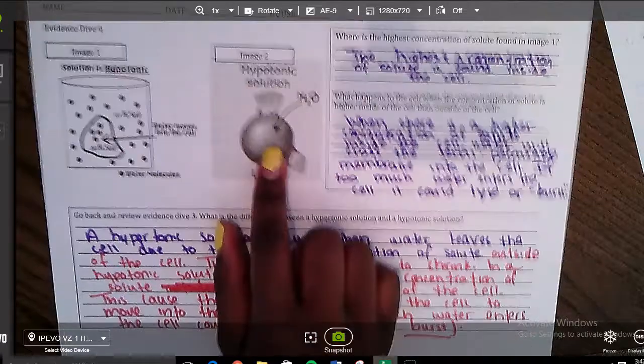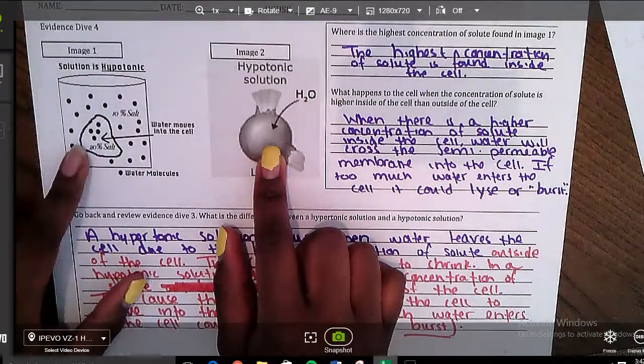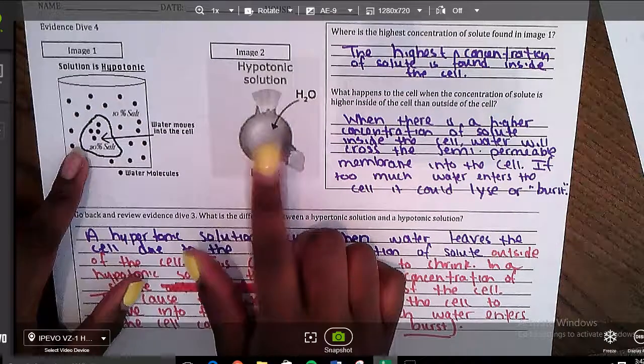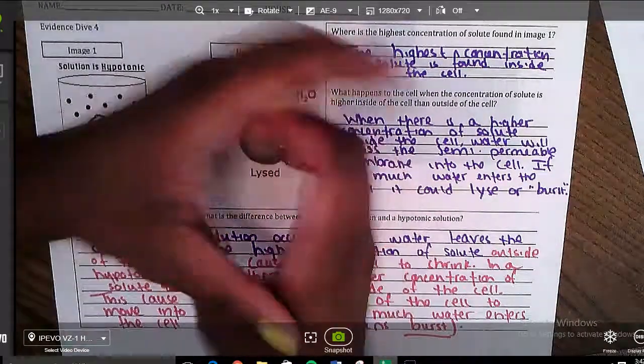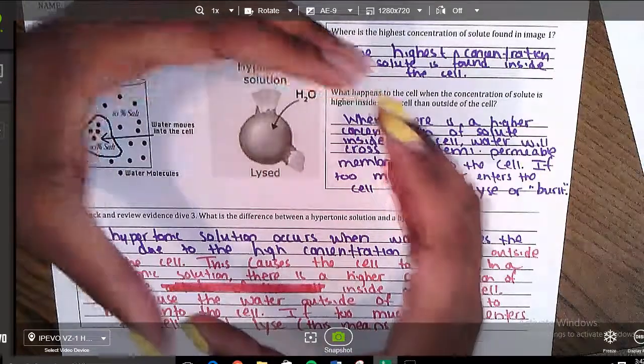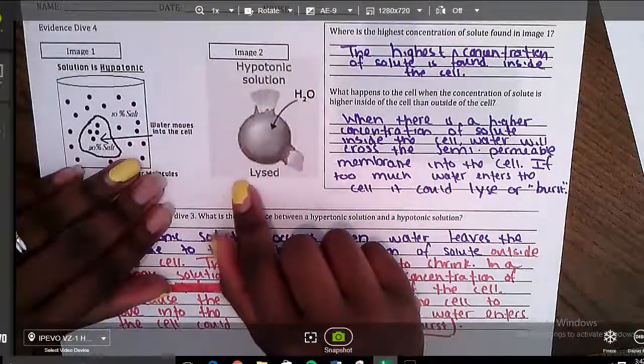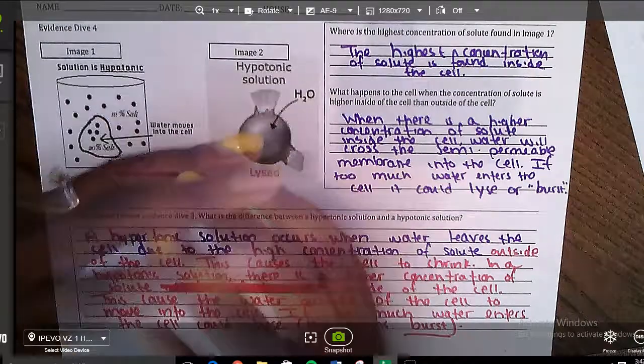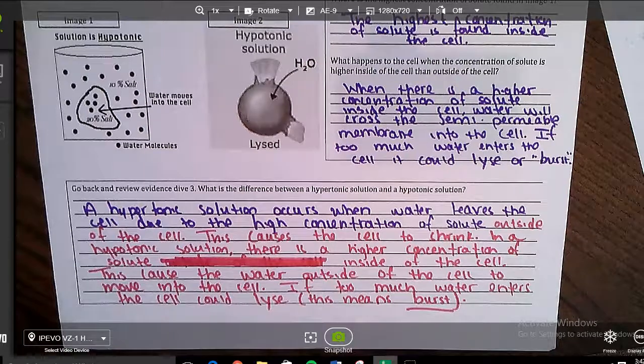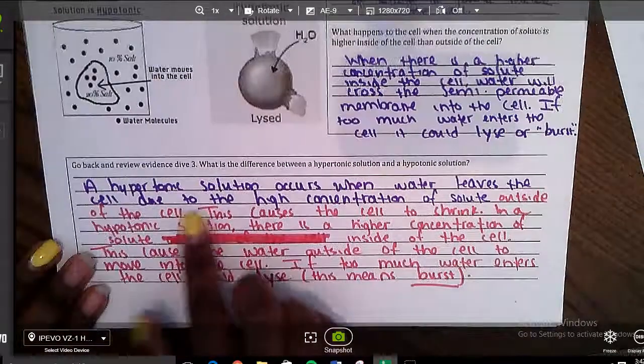So the big thing is that this is what we call a hypotonic solution. If too much water enters the cell, that cell is going to plump up, and eventually that membrane could break, which we call the cell being lysed, or the cell bursts like a balloon. We don't want that to happen. When that happens in our bodies, it could lead to huge problems for us, our organs, and our tissues. Let's take a look at the bottom.